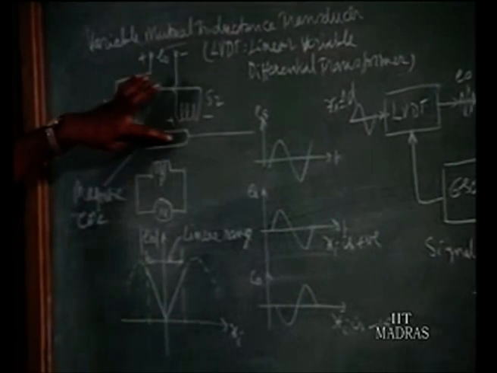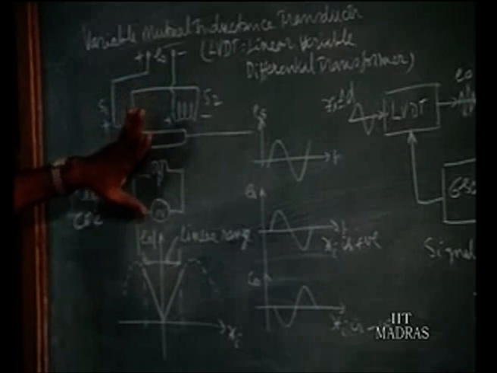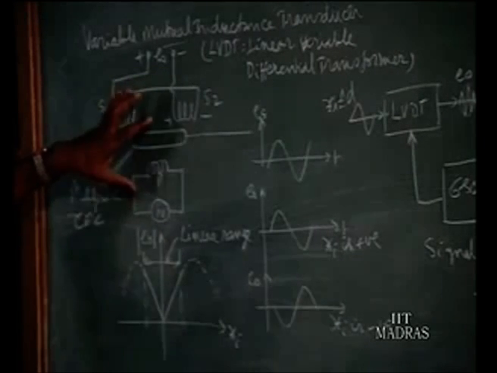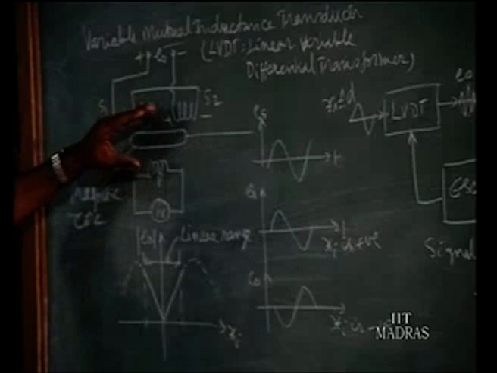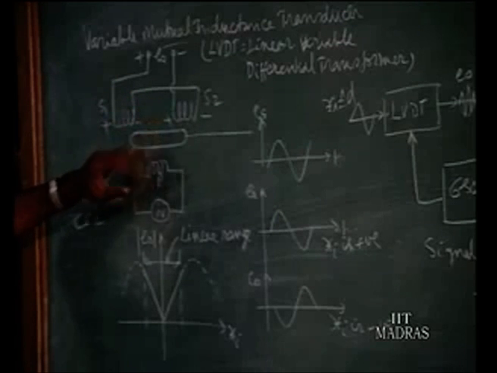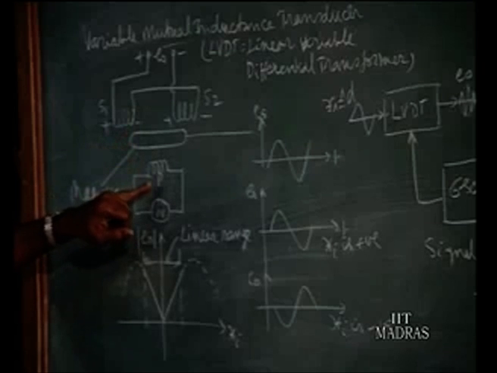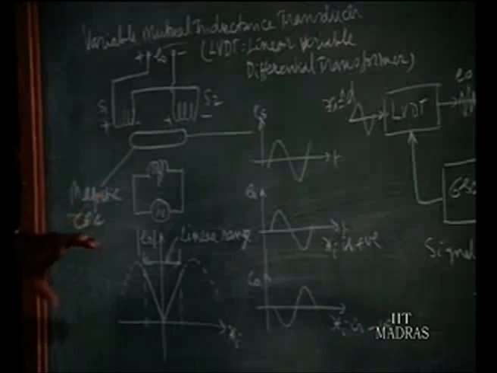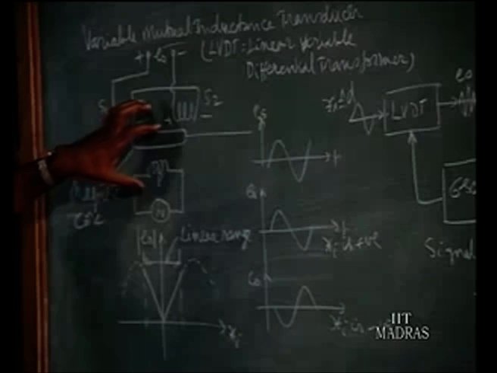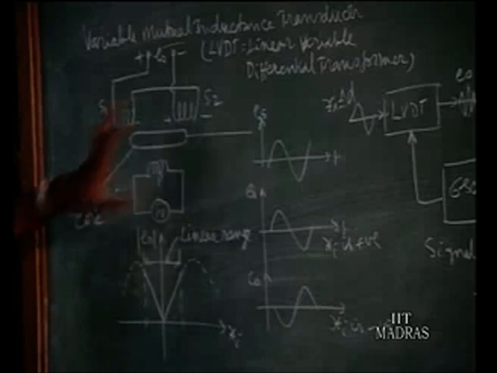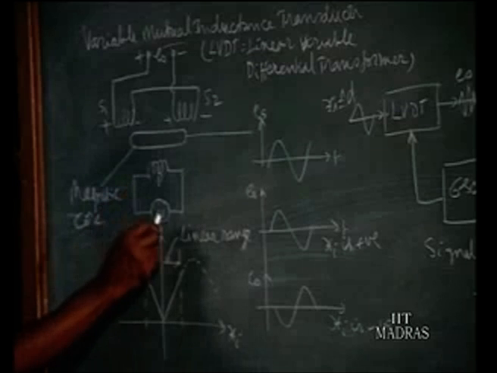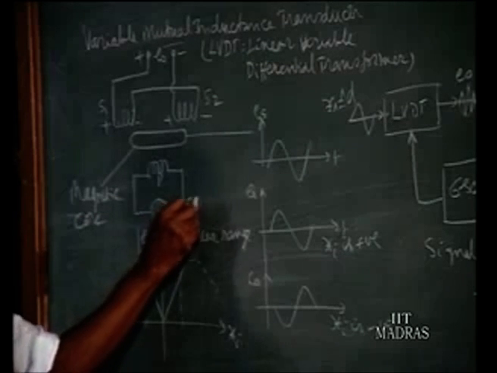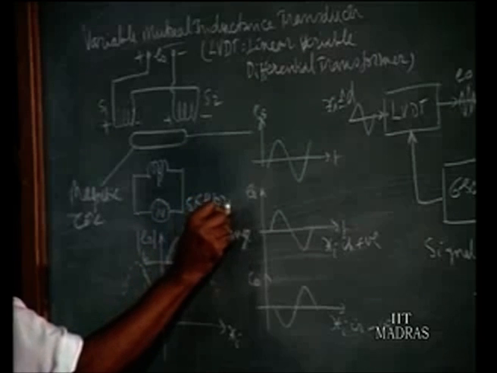So it is positioned at the middle. The construction is more or less similar to our self inductance with the core. Here also you will have a hollow cylinder, but here you have 3 coils, one primary coil and 2 secondary coils. Earlier we had only one coil with the central tapping, so inside you have the difference in construction. So the primary coil is excited by an AC voltage which may vary from 5 kilohertz to 20 kilohertz.